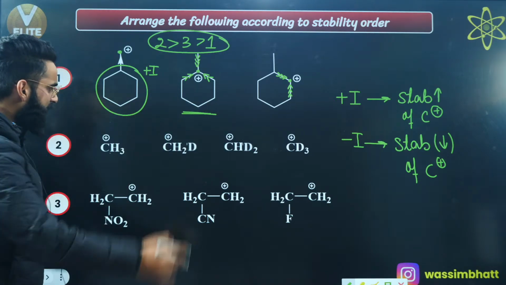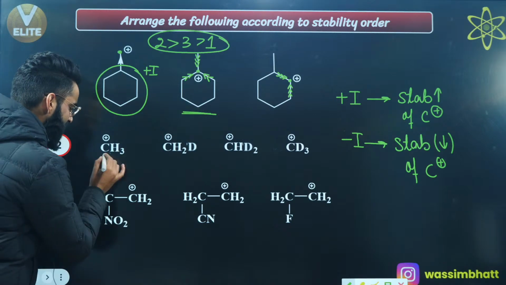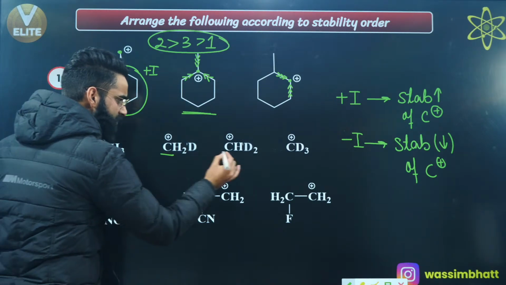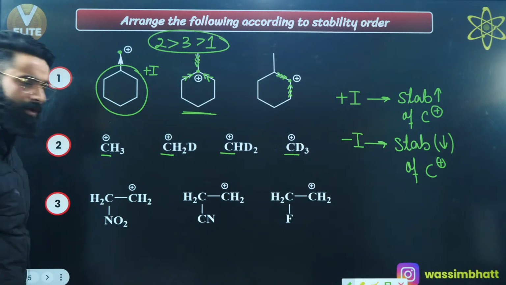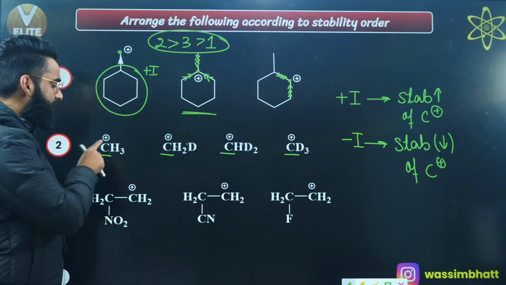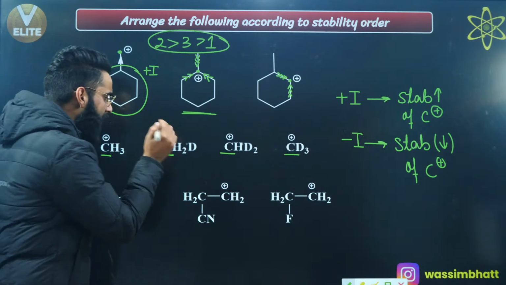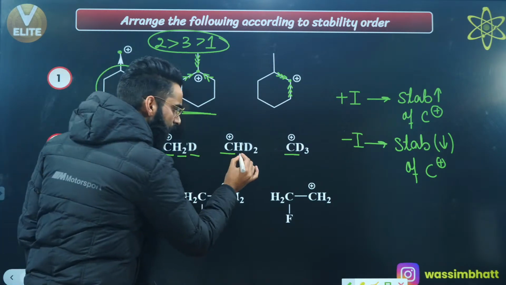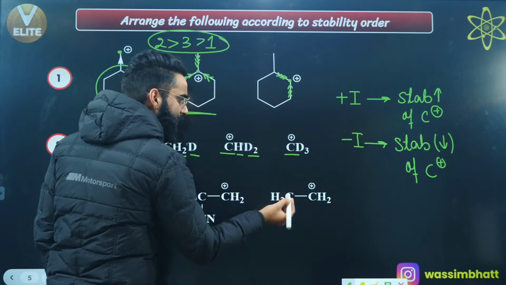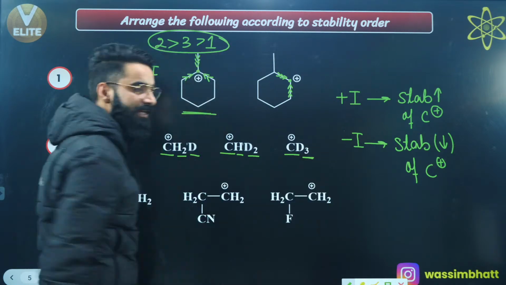Similarly, if you look at the second one, this is CH3, carbon carrying the positive charge. Over here, carbon carrying positive, right? Okay. You have got 3 normal hydrogens attached with this carbon, right? Over here, you have got 2 normal hydrogens and 1 deuterium. Over here, you have got 1 normal hydrogen and 2 deuteriums, and over here, you have got 3 deuteriums, right?